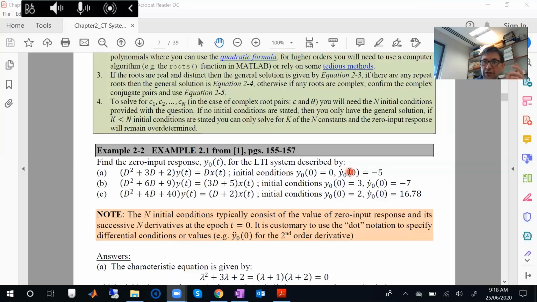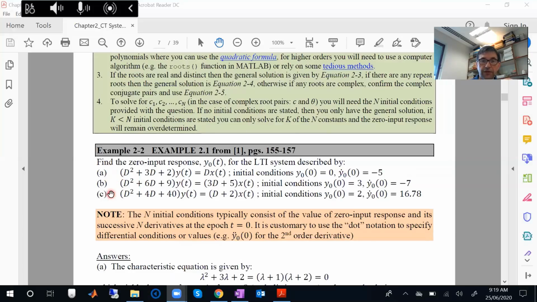And for this particular circuit that we've made up, the first derivative of the output gives you -5. How you get that from your circuit is not entirely straightforward, and we will have one example where we show how we use the nodal and mesh equations to actually get the initial condition that we need.